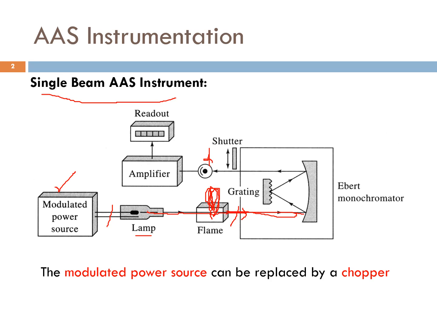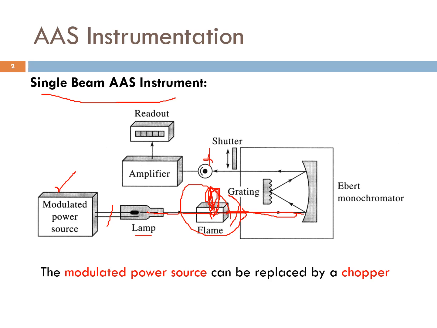So function modulated power source ni dia nak eliminate interference daripada flame yang being excited dan emit a photon due to the high temperature of flame. Kita nak eliminate interference daripada situ. So that's why modulated power source ni digunakan. Okay, macam mana function dia? Dia boleh turn off and on the lamp.